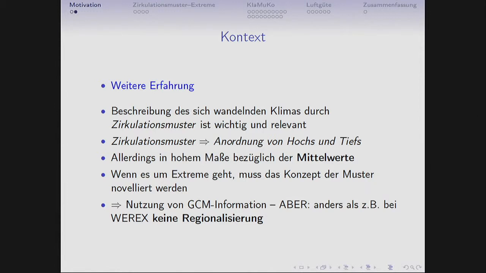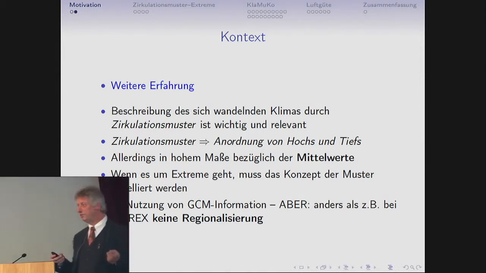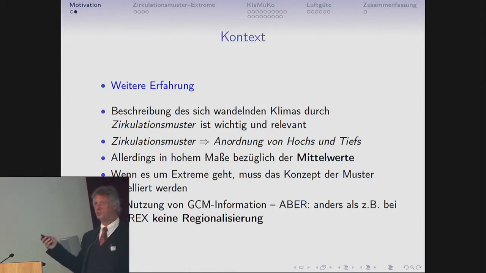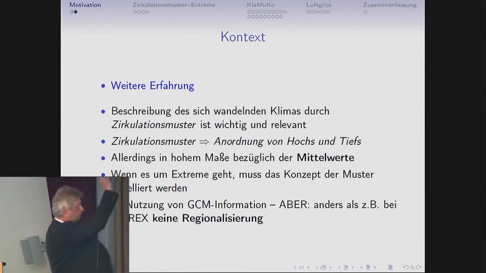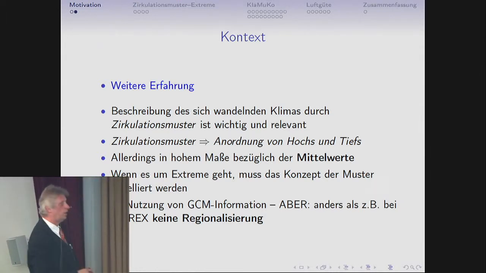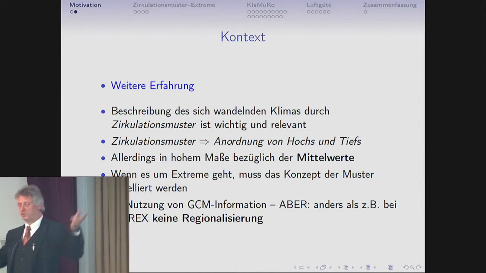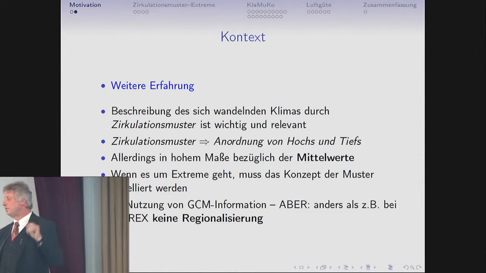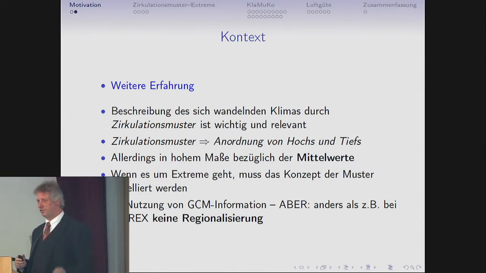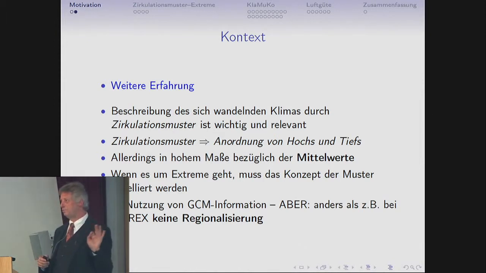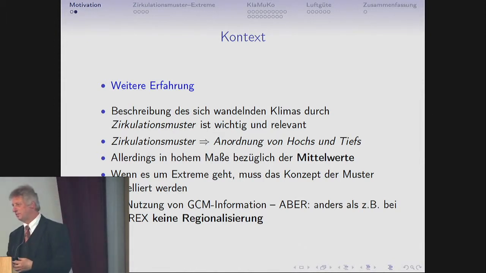If we describe the changing climate by circulation patterns, it's very important and relevant. But when we think about circulation patterns, we think of an arrangement of low pressure and high pressure, like the Azores high, the Icelandic low, such things. So an arrangement, a pattern, something that we see on a map. And later on, I will tell you that we will have to bend this term of pattern.